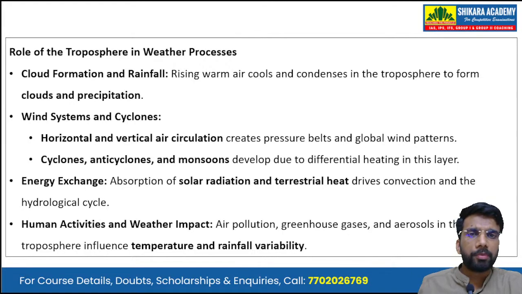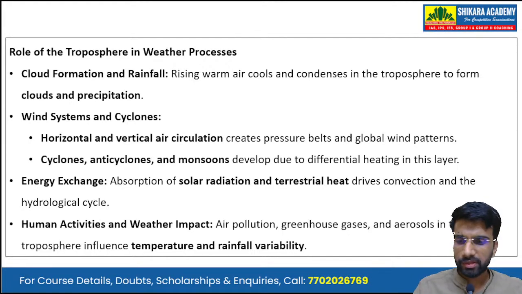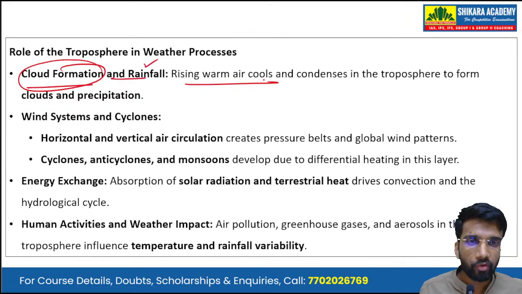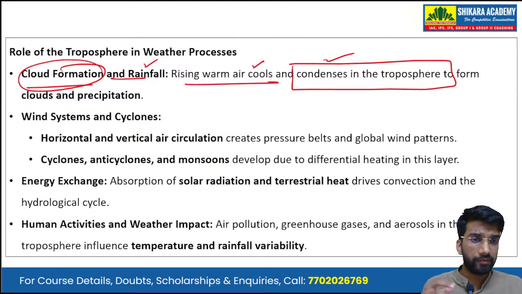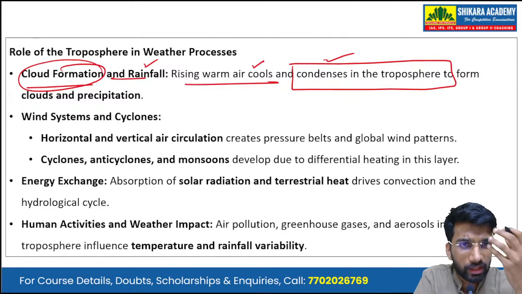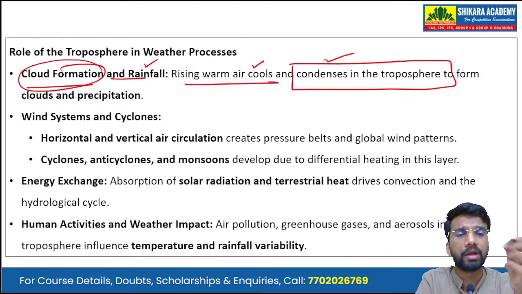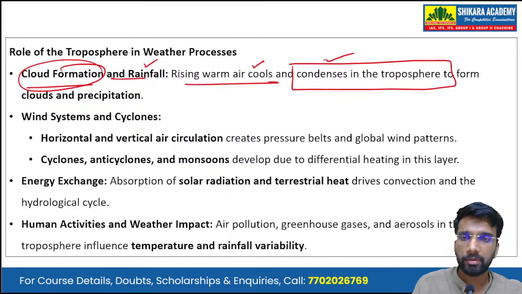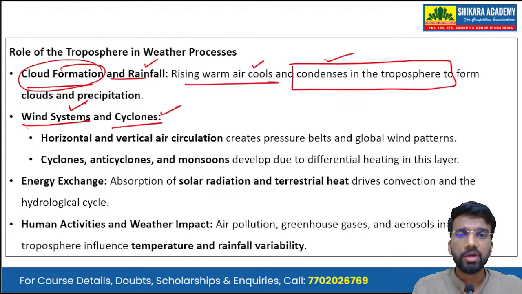Then the role of the troposphere in weather processes. First is cloud formation and rainfall, as we have already discussed. Because of the convection current, the rising warm air goes up, cools, and condenses in the troposphere to form clouds, and the clouds ultimately begin the precipitation.